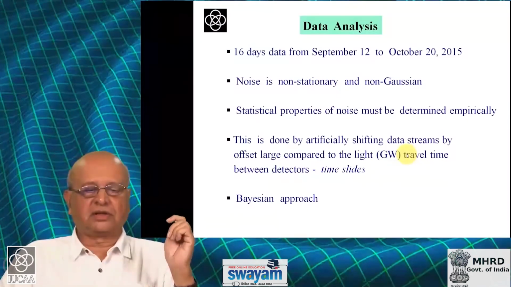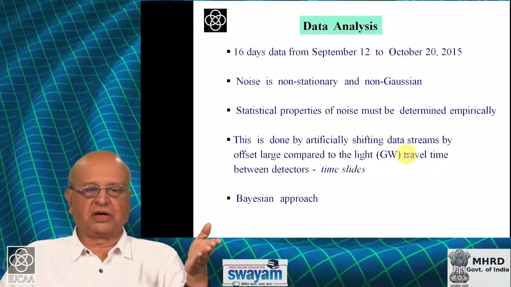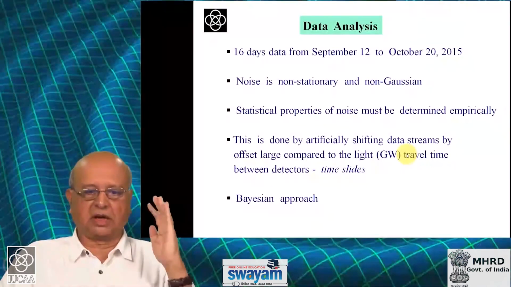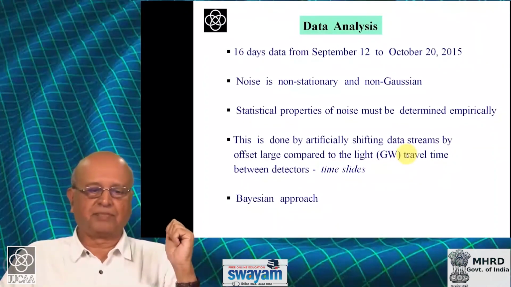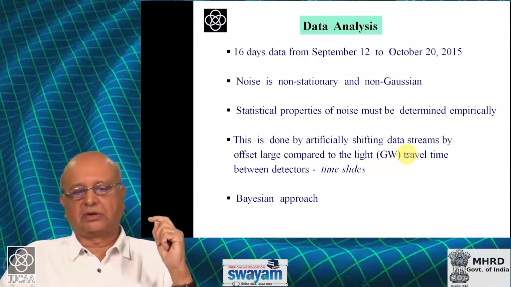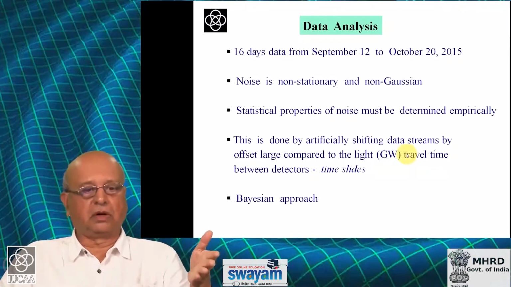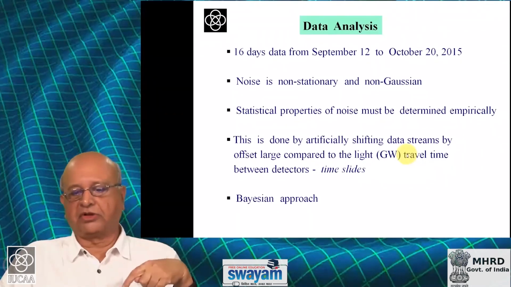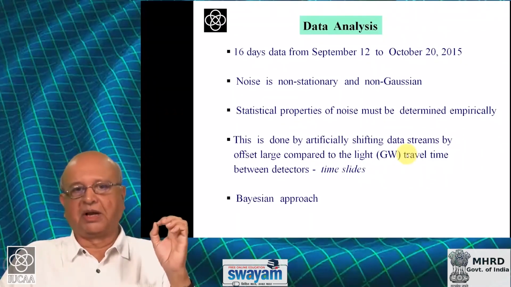What about the data analysis? The data analysis here was 16 days of data from September 12 to 20th October. It was that time when the signal was announced. But here now the noise is non-stationary and non-Gaussian. So, what do you do about the statistics of the noise? The statistical properties of the noise now must be determined empirically.